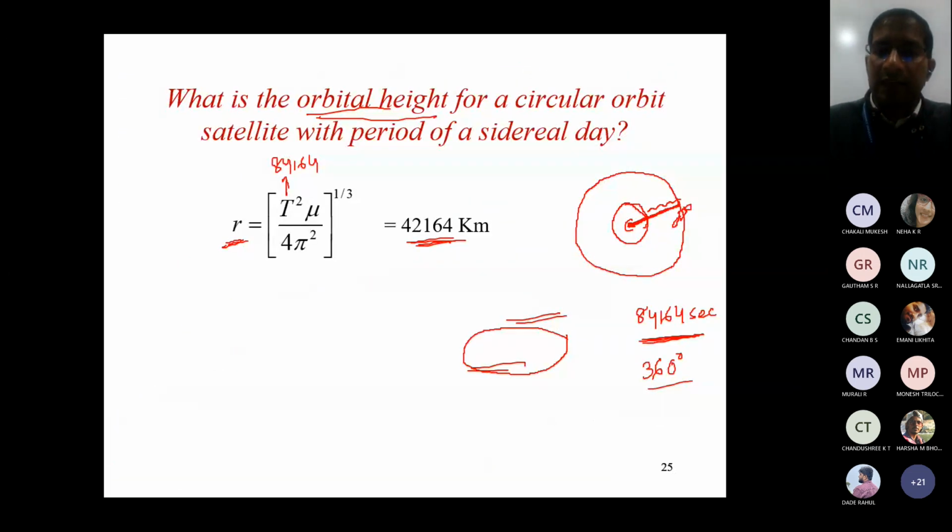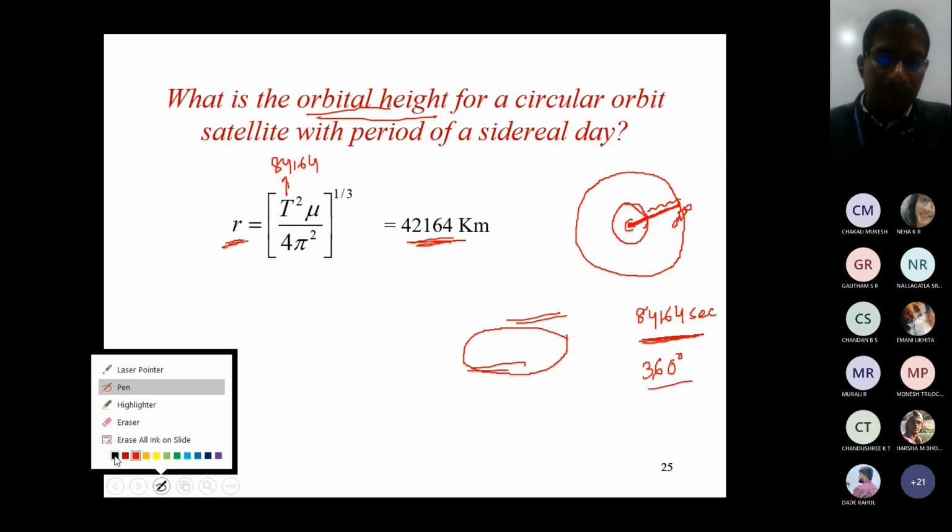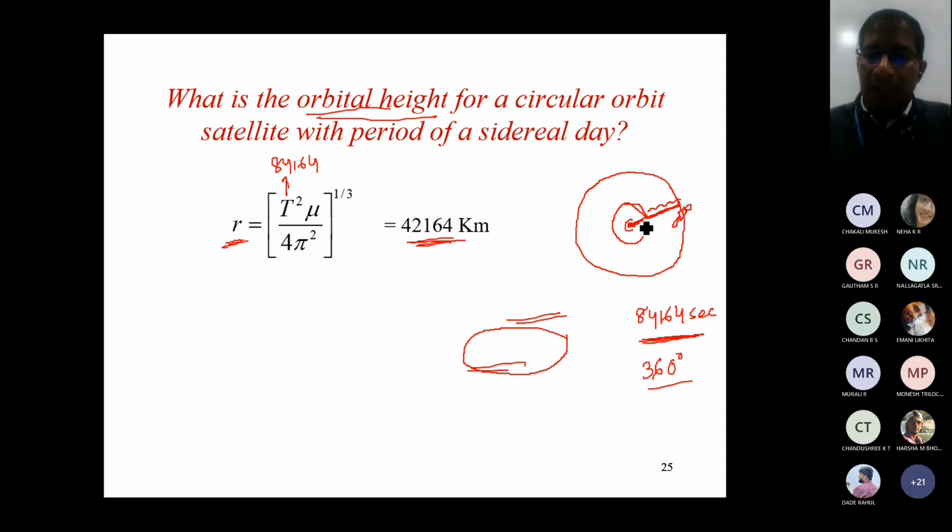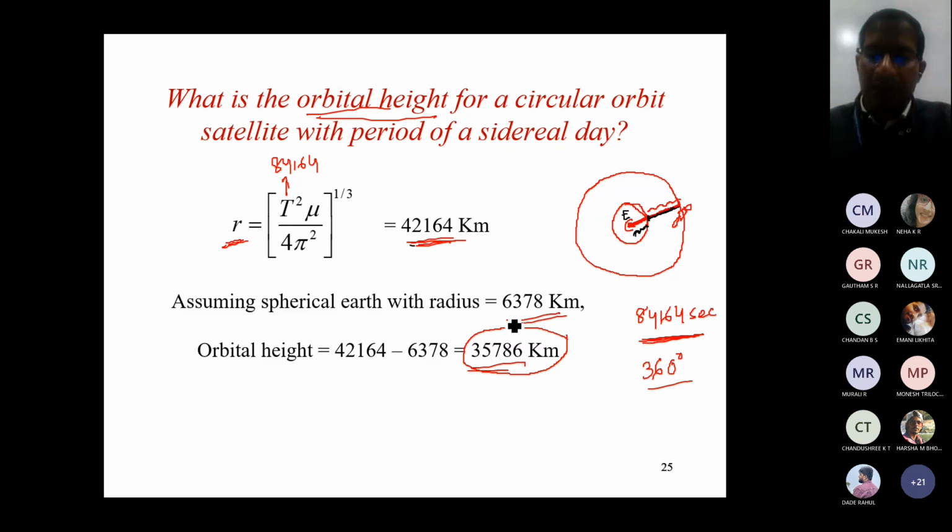The value we are getting includes the distance to the center of the Earth. Now this is your Earth. From the Earth's surface, how much is the altitude? This can be obtained by subtracting the Earth's radius from this value. The Earth's radius is 6,378 kilometers, so you subtract that from the obtained value. You will get 35,786 kilometers. That is the orbital height.